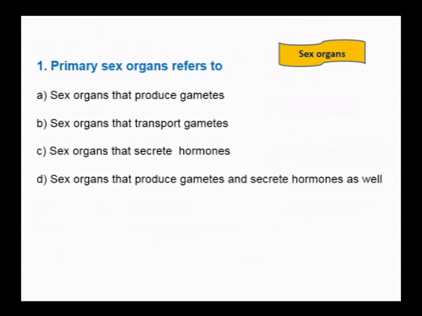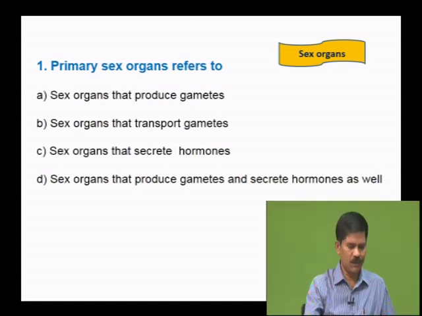So that's the synopsis part. After the synopsis part, let's discuss some model questions from this chapter. Look at the first question. Primary sex organs refers to.